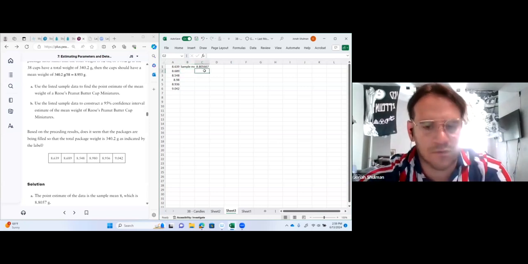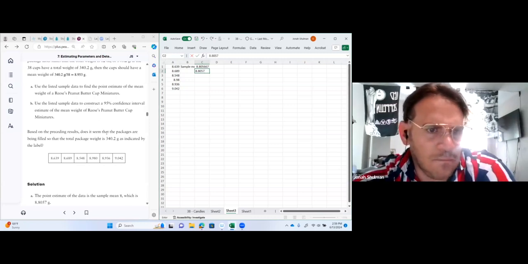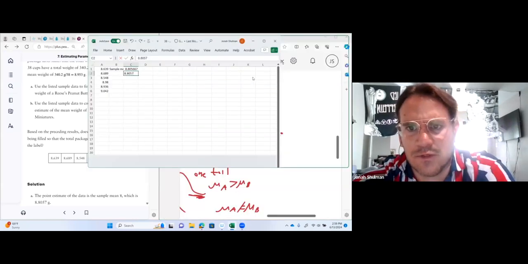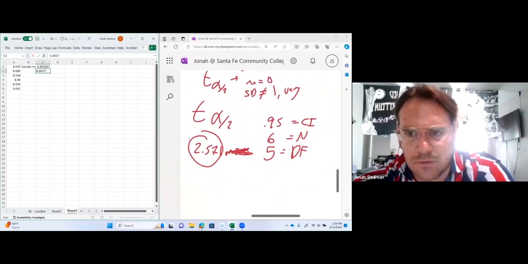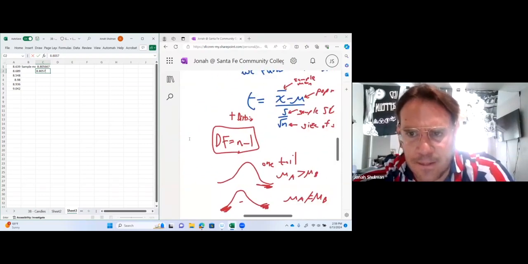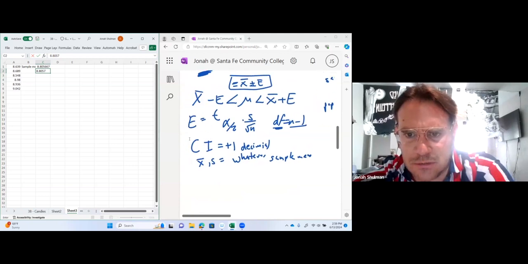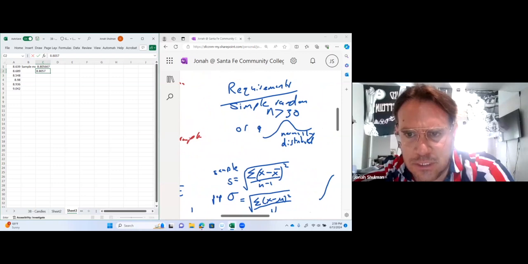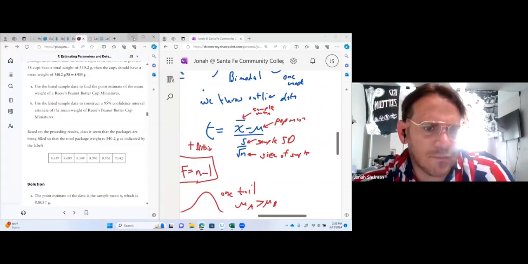8.8057. So that's what we're going to use. I like it. B is use the listed sample to construct a 95% confidence interval. Okay, so how do we get that CI, that confidence interval? I believe we just add or subtract. We did it last time. I forgot the formula off the top of my head, so I'm going to look at it the first time.